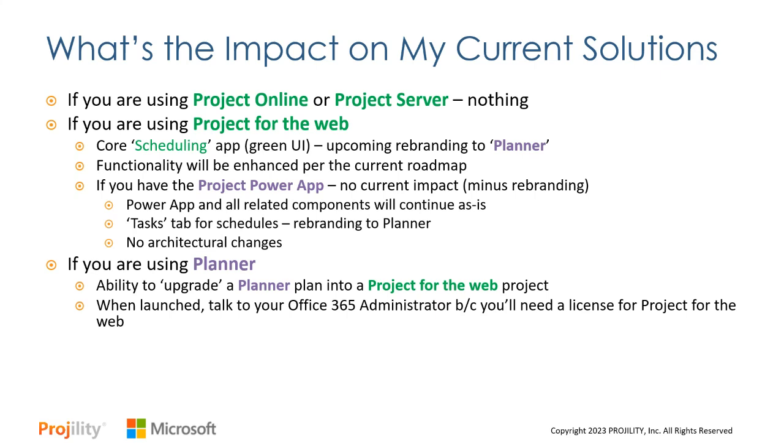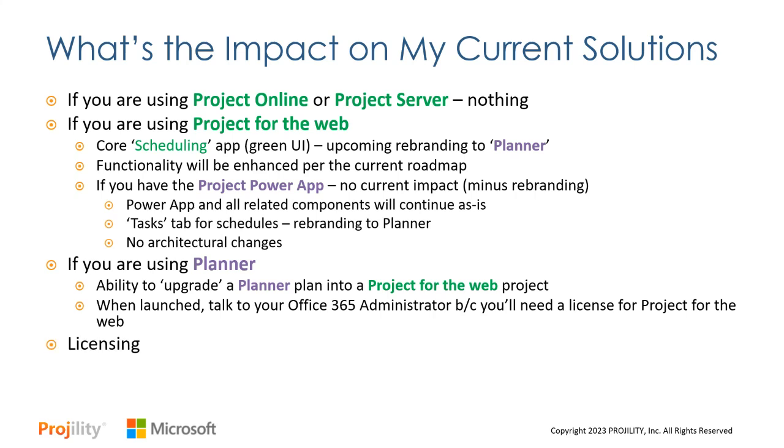The licensing requirement for Project for the Web today is a Project Plan 1 license. So a Planner user typically has a standard Office 365 license. Once they want to start using Project for the Web, they will need that license in order to actually initiate and own a project. So there'll be just that licensing component, the enabling of that functionality in the Office 365 tenant, and then that will allow users to actually step their projects up from Planner plans into Project for the Web, or Planner Premium, as it's going to be called soon. So that's what's coming next.